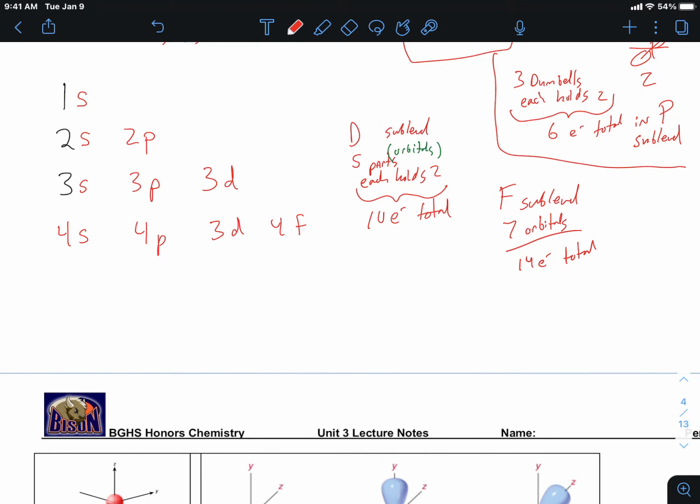Okay, so this chart goes on. Energy level 5. Well, if it's the 5th energy level, there are potentially 5 sublevels. In energy level 6, there are potentially 6, and so on. So the structure within the atom, the spaces where the electrons are, with each new energy level, they get bigger, and if they get bigger, they get more complex.